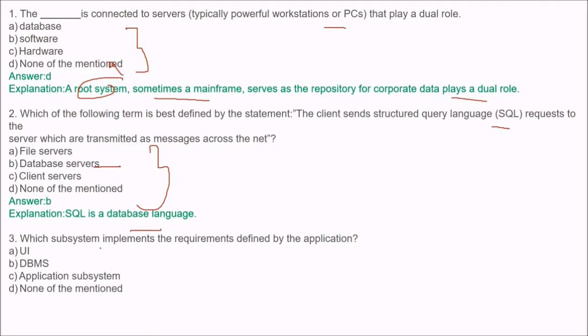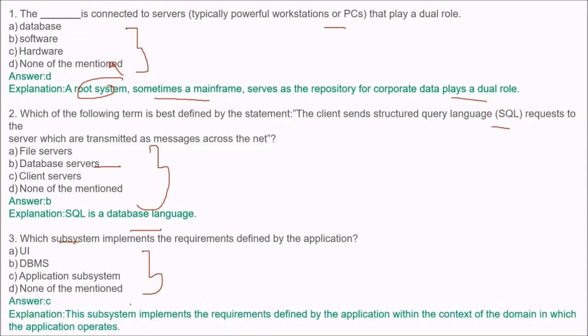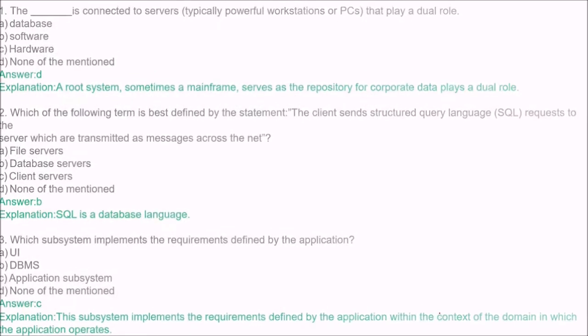Which subsystem implements the requirements defined by the application? User interface, DBMS, application subsystem, or none of the mentioned? The answer is C, application subsystem. The subsystem implements the requirements defined by the application within the context of the domain in which the application operates.